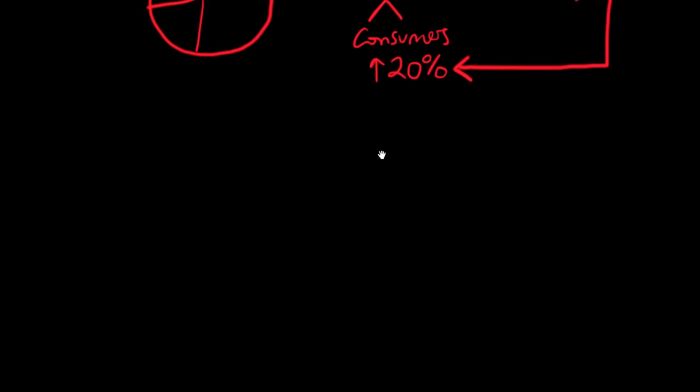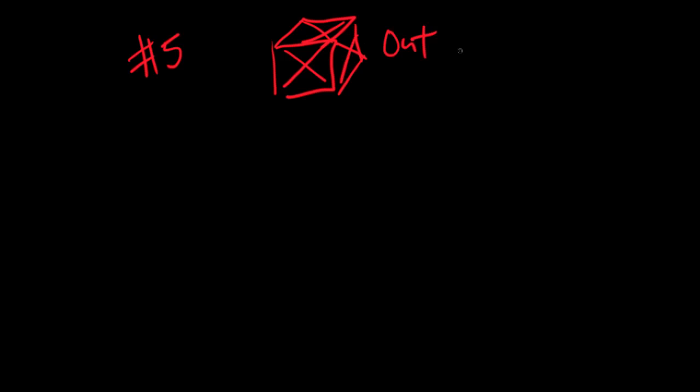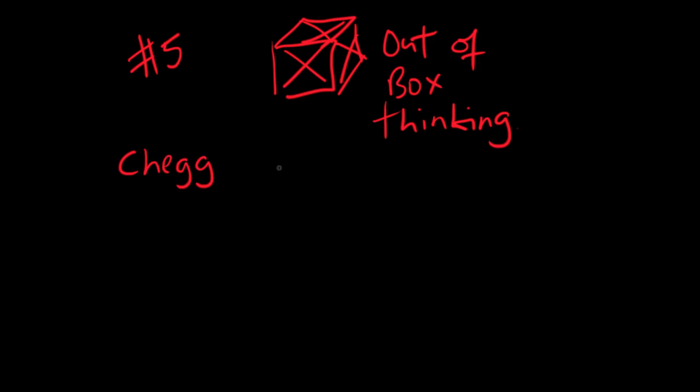So the fifth rule is think out of the box. This is probably the hardest and the most valuable of the rules. A good example of this would be how Chegg ran an experiment to validate whether their business model would work. So the purpose of their test was business model validation.